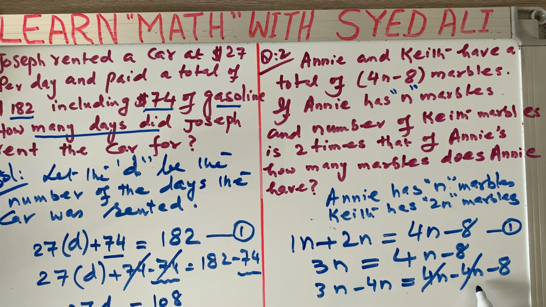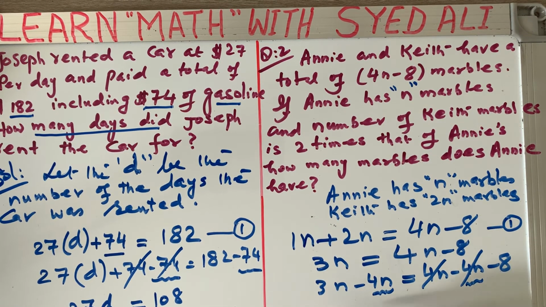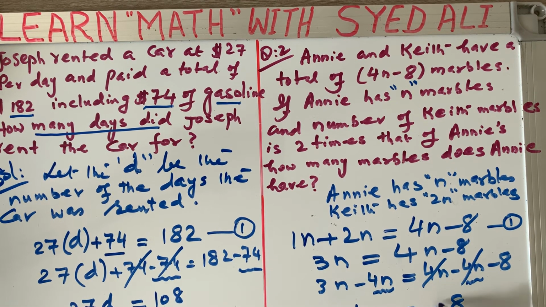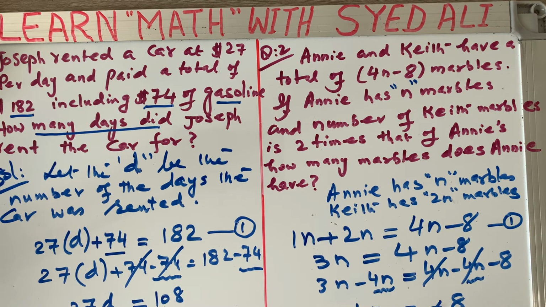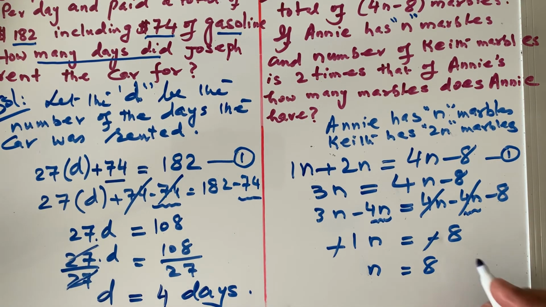So I have to do the same thing at the other side of the equation, which I did. So now I am left with minus 1n, right? 3n minus 4n is minus 1n, which equals minus 8, right? So minus minus cancel and we have n equals 8. So that means Annie has 8 marbles.